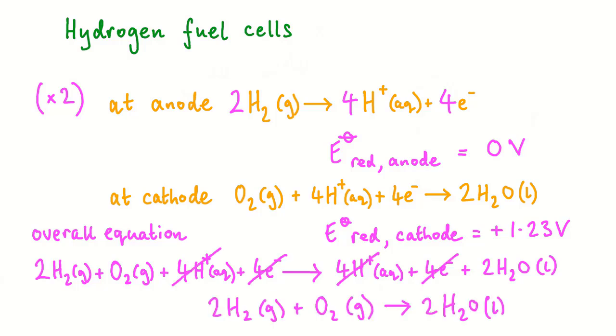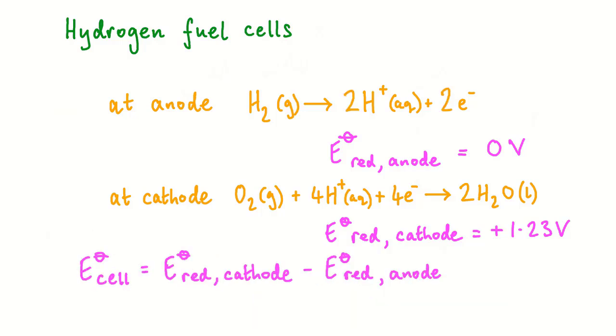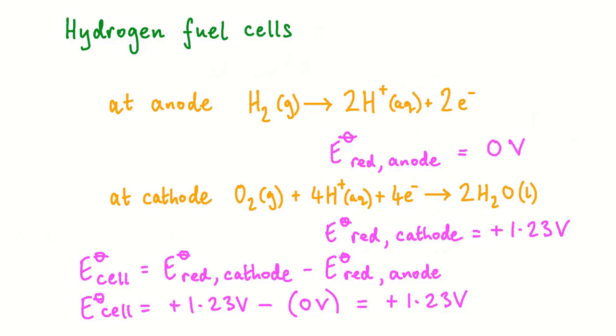The equation simplifies to 2 moles of hydrogen gas reacts with 1 mole of oxygen gas to make 2 moles of water. The standard cell potential for this fuel cell can be calculated using the equation: standard cell potential equals the reduction potential of the cathode minus the reduction potential of the anode. For this type of fuel cell, the standard cell potential is positive 1.23 volts.